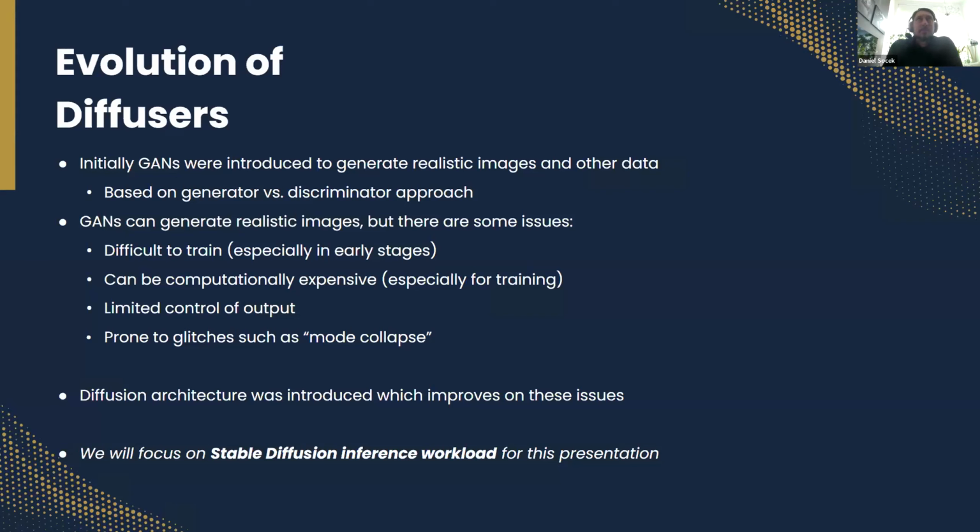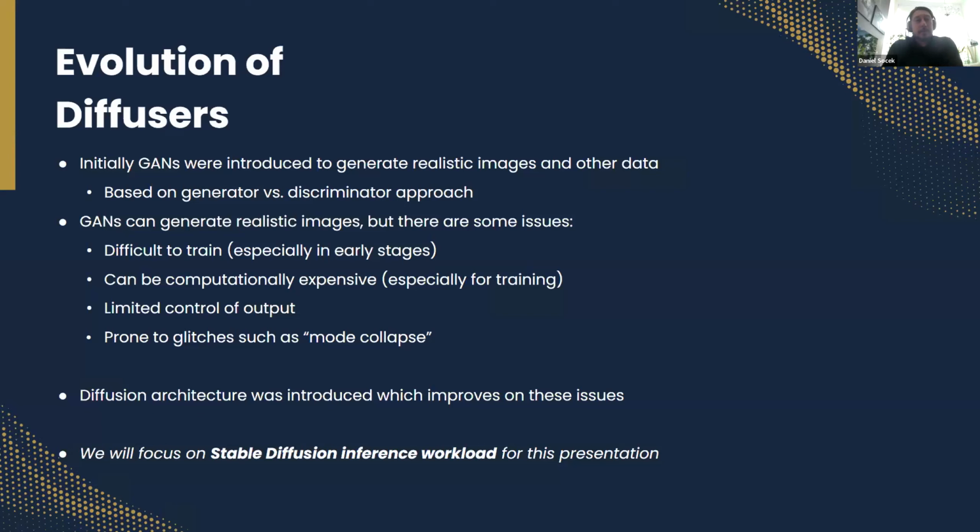Mode collapse has to do with the fact that during training, you cannot get the output to diversify too much. It gets stuck in some sense, even though the input is diversified.